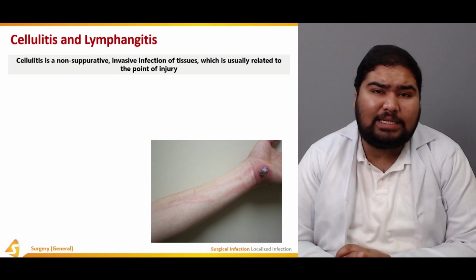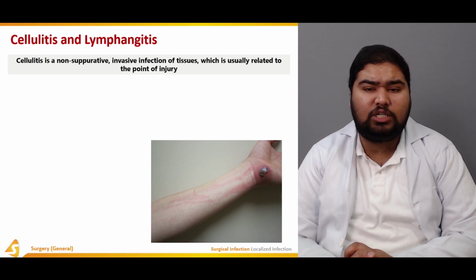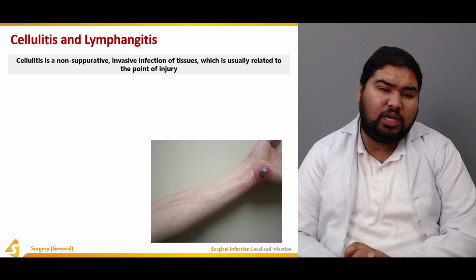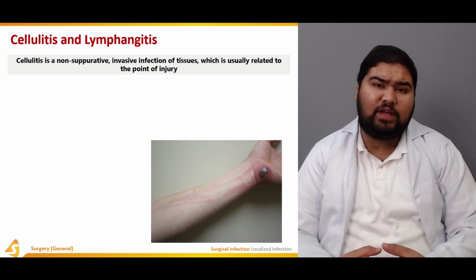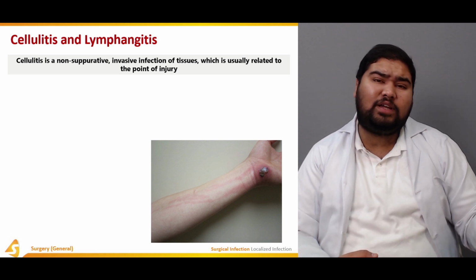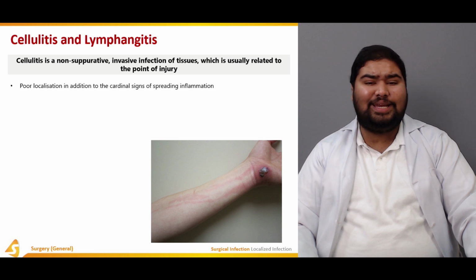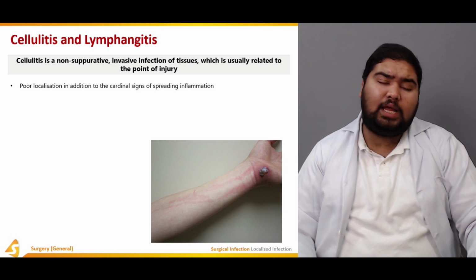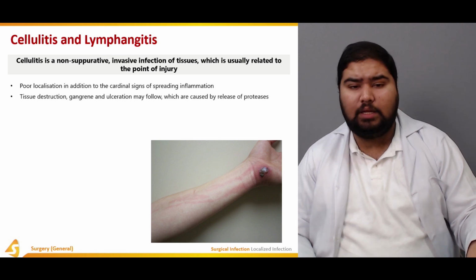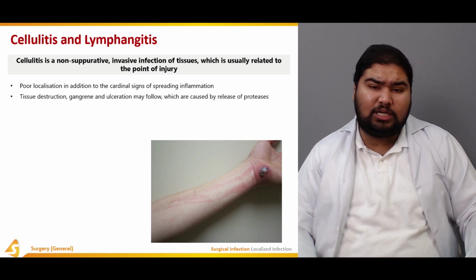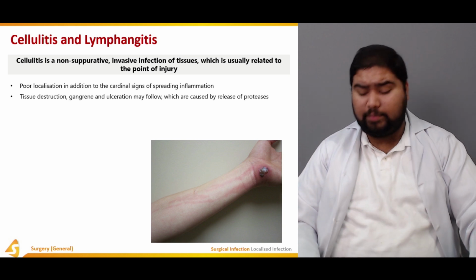Now let's talk about cellulitis and lymphangitis. So cellulitis is a non-suppurative invasive infection of the tissues, which is usually related to the point of injury. This infection of the tissues is usually associated with a point of entry. So there's poor localization in addition to the cardinal signs of spreading inflammation. You cannot exactly mark out where the infection is taking place. There's tissue destruction, gangrene and ulceration, which are caused by the release of proteases. So all the signs of inflammation, and then finally the fate of inflammation can occur.